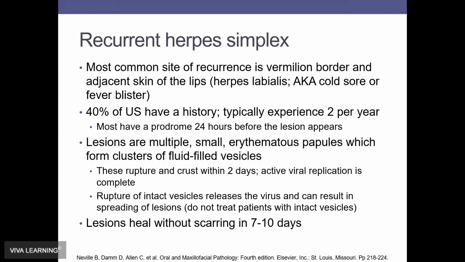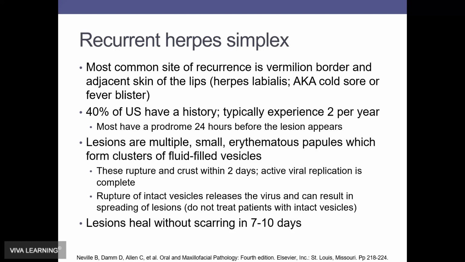So the next thing we'll talk about is the recurrence. So the most common site of recurrence is the vermilion border. It's called herpes labialis. I personally like to say cold sore or fever blister rather than the H word. And that's just because I've had experience from angry patients. I'll put it like that. So I like to call these cold sores.